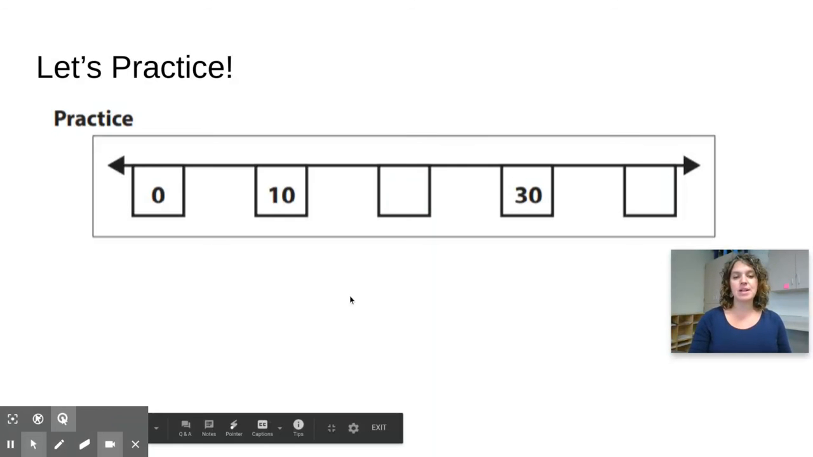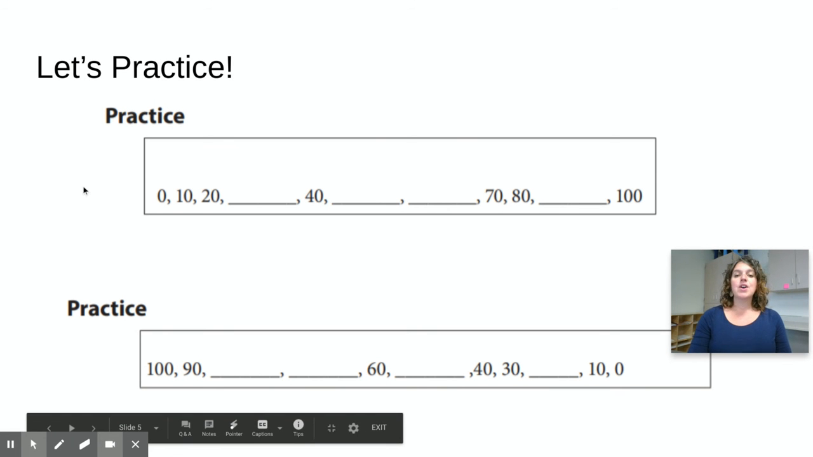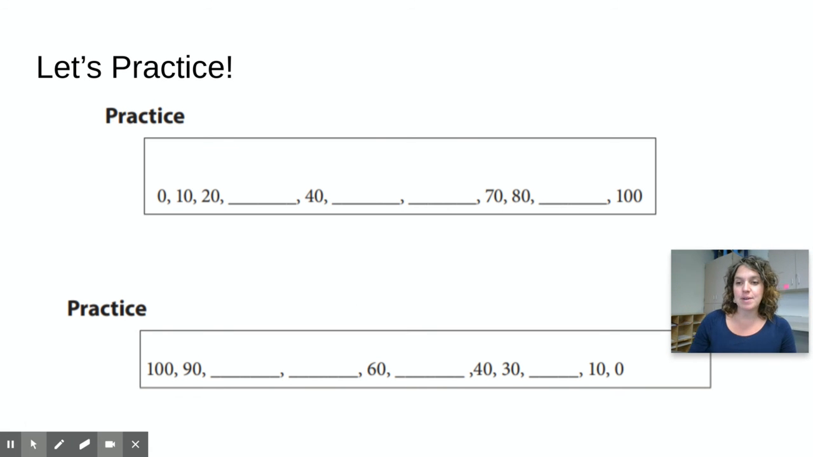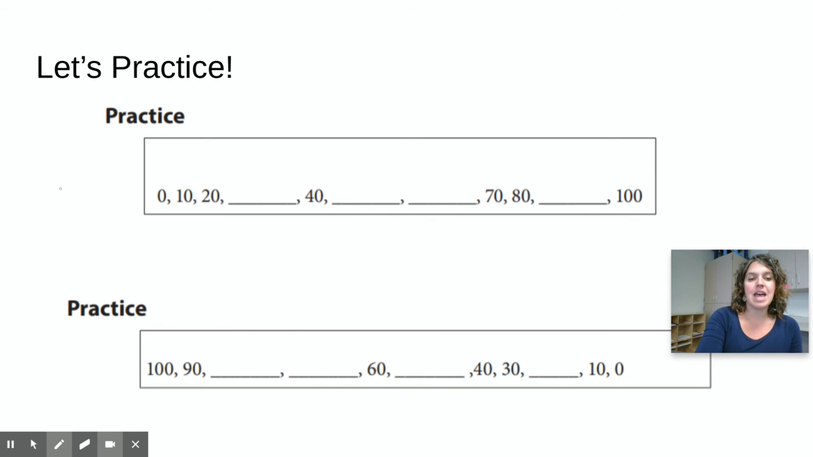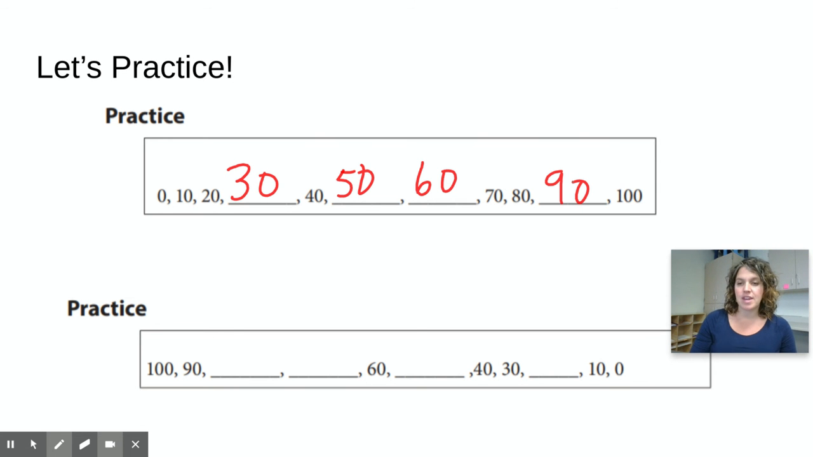Let's take a look at something else that you might see on your quiz today. You might see a whole line of numbers that are separated by their commas here and have to fill in the blanks. So if I'm looking at this, this is very similar to what we just did. Help me count. We have 0, 10, 20, 30, 40, 50, 60, 70, 80, 90, 100.